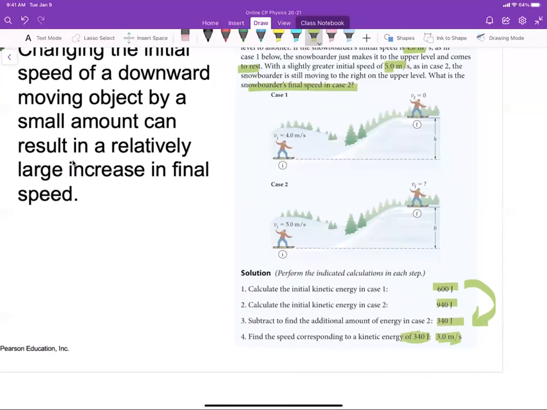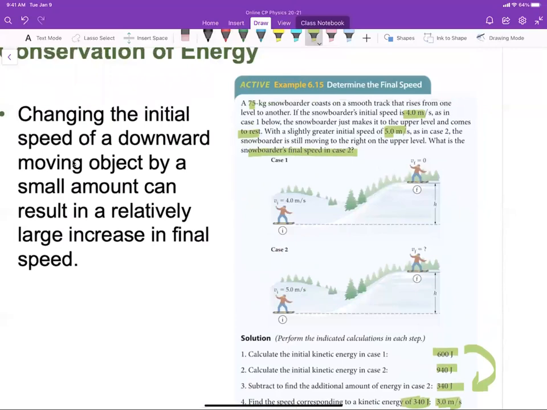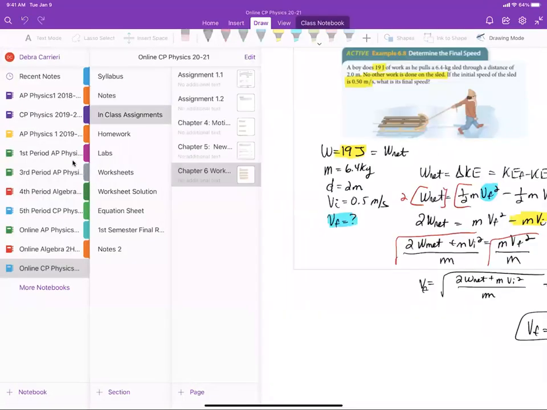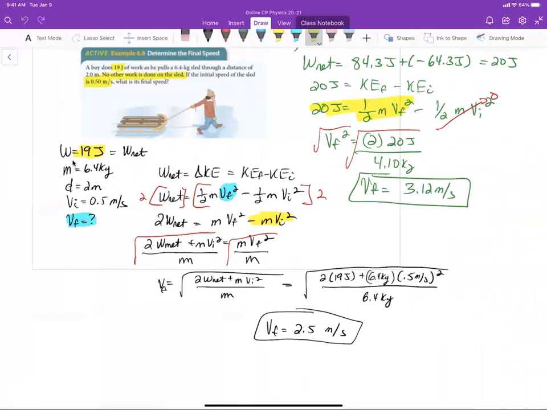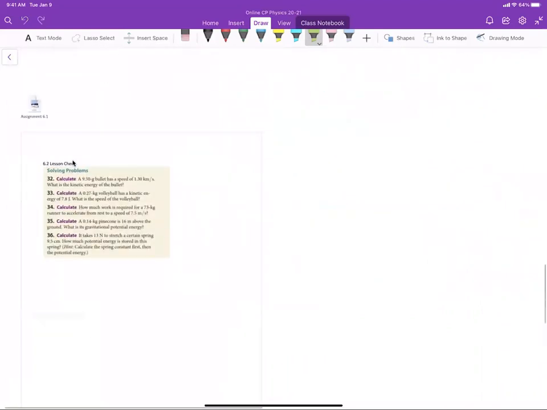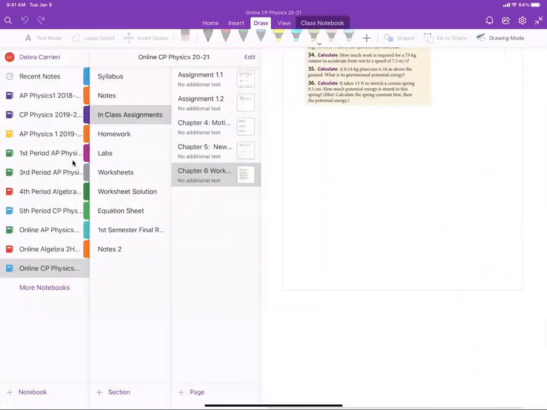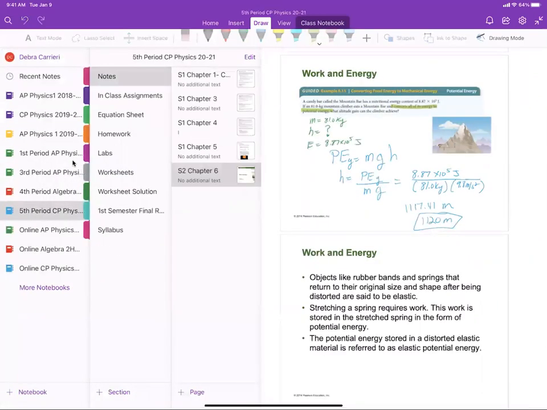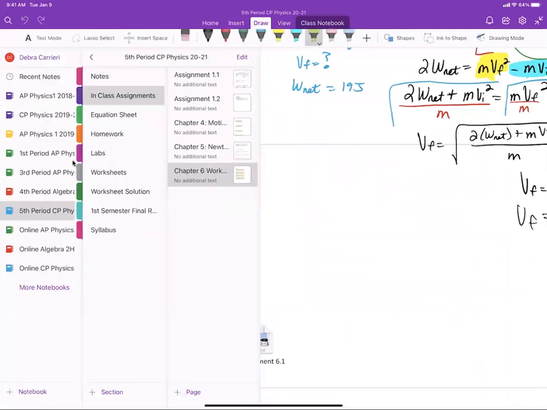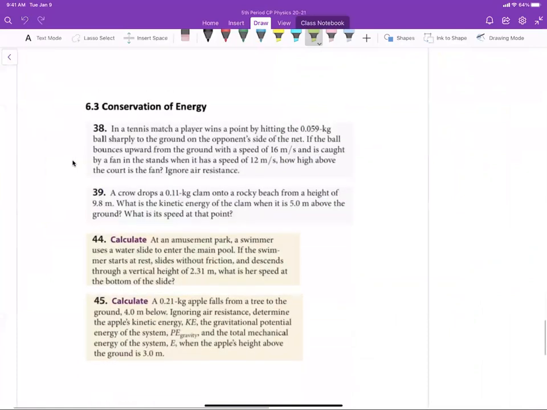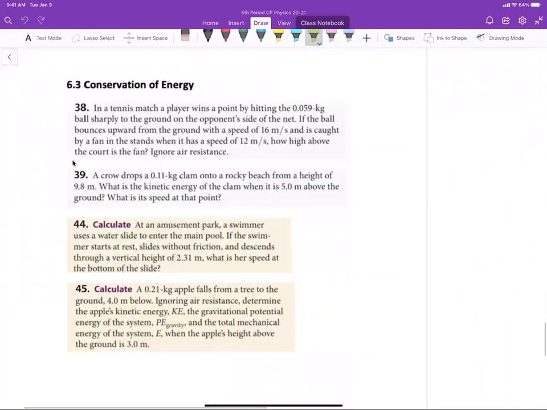All right, that's what I have for us. We are still working in class. In class assignments, we are currently working on section 7.1, conservation of energy problems 38, 39, 44, and 45.